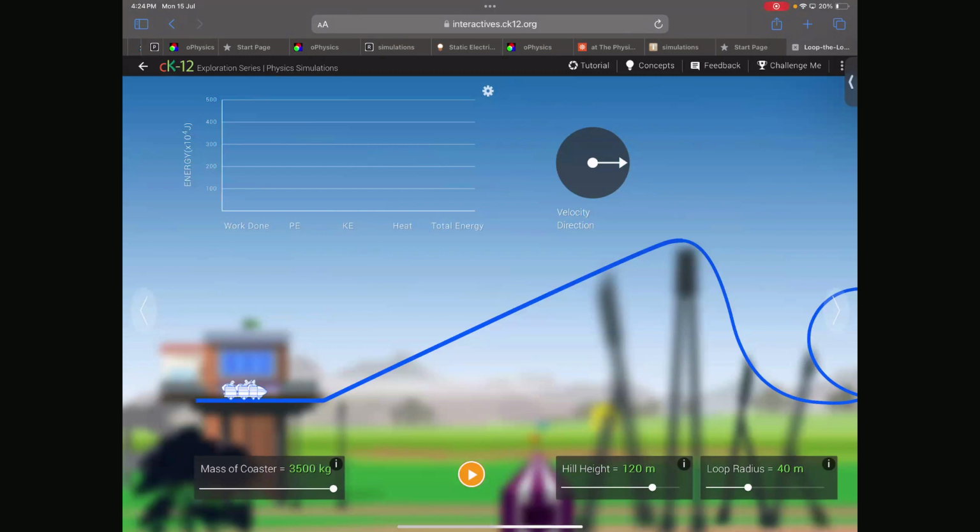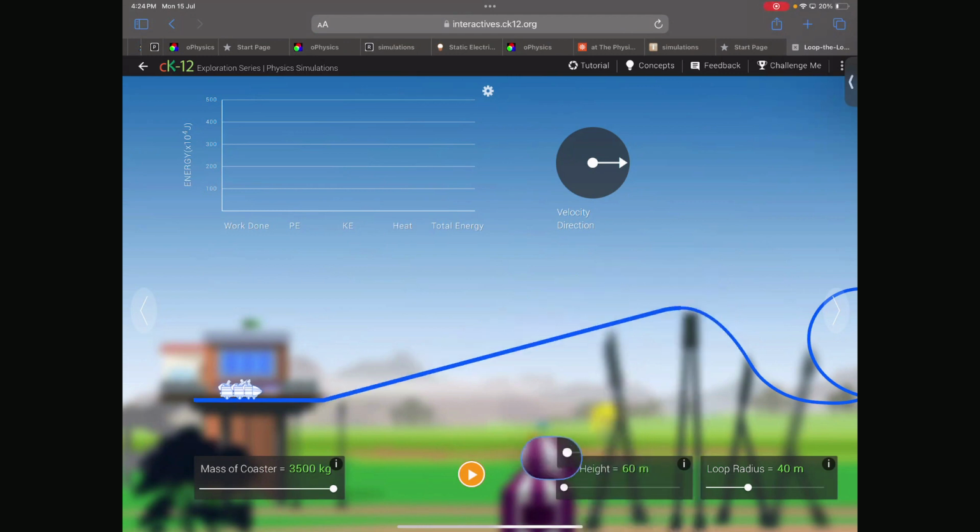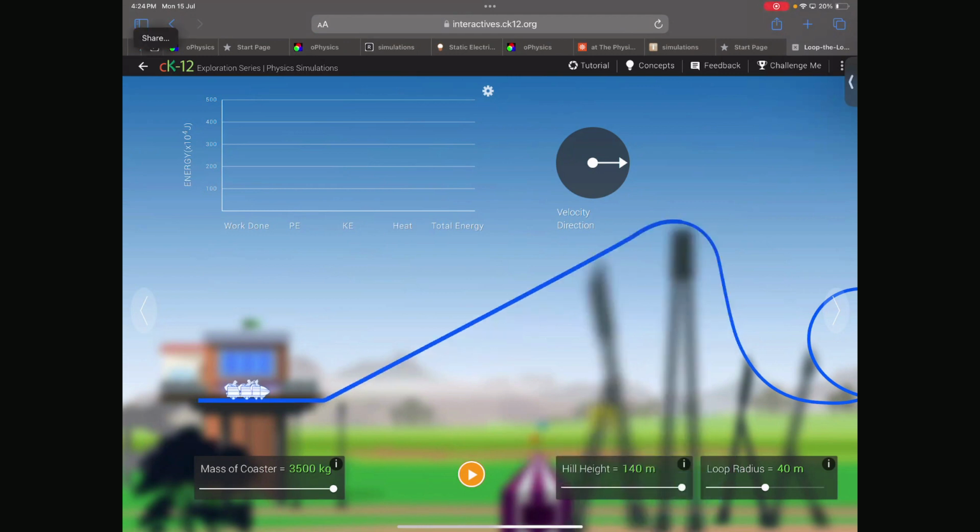Okay, look at this. It's an interesting setup here. There are a few parameters that I can change here. Can you see at the bottom? It says mass of the coaster. I can change the height of the hill, so I can make it lower or higher, right? I can change the loop radius. There's a loop on the other side, right? I can make the coaster smaller or bigger, right? So these are different options out there.